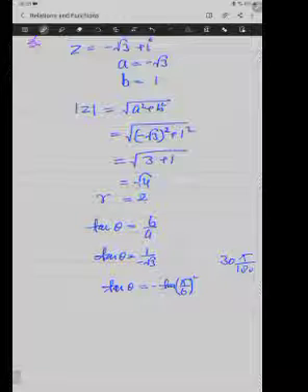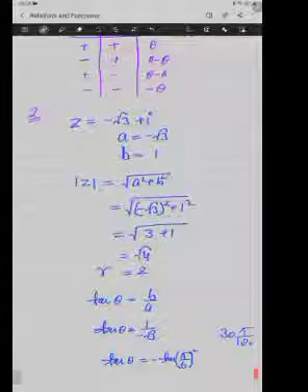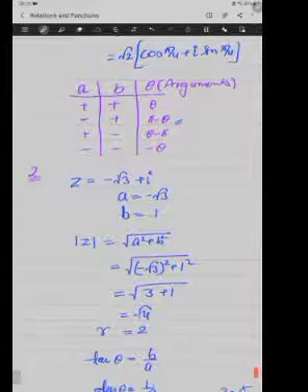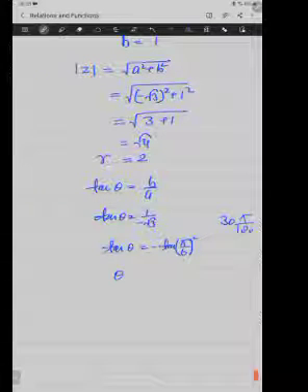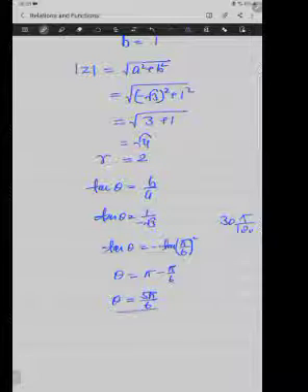Now A is negative and B is positive, that is pi minus theta. So theta equals pi minus pi by 6, that is theta equals 5 pi by 6. In this question, we need to calculate only two things, that is modulus and argument.